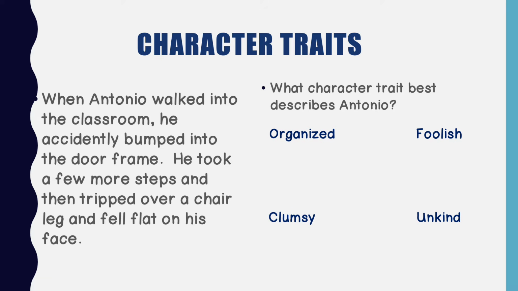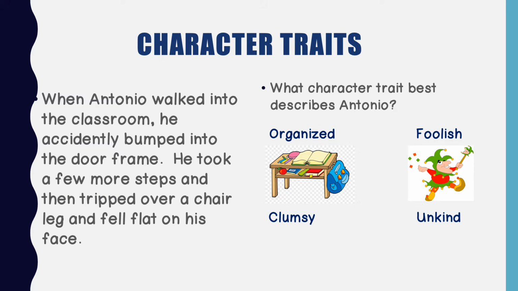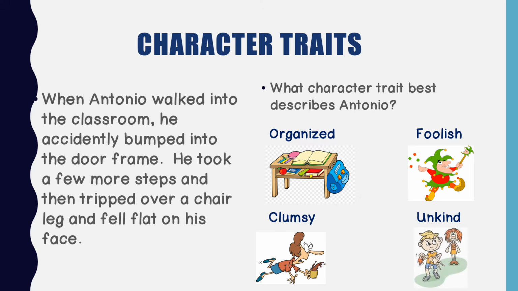When I look at my choices, I picture in my mind what the words mean. Organized means to have everything clean and in a certain place to make it easy to find something, like in this picture. Foolish is when someone is acting silly on purpose. Clumsy is when someone easily falls over things or spills something. Unkind has a prefix, un. We know that means not, so it means not kind.